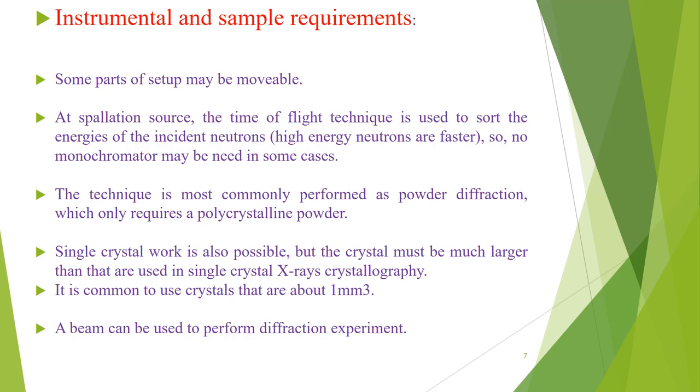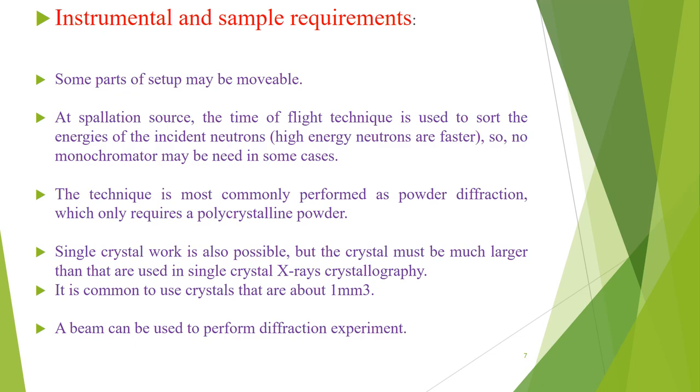Here we come to the instrumental and sample requirements. The technique requires a source of neutrons. These neutrons are usually produced in a nuclear reactor or spallation source. Other components needed include a crystal monochromator, as well as filters to select the desired neutron wavelength. Some parts of the setup may be movable at a spallation source.